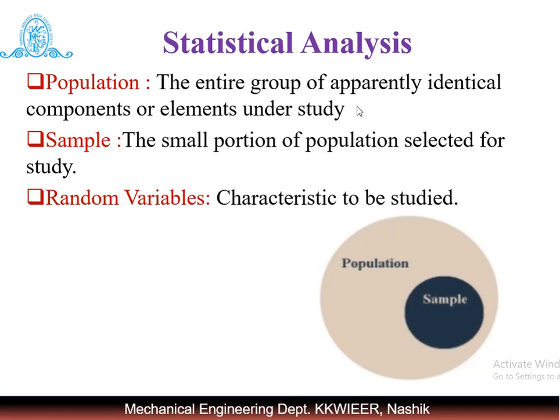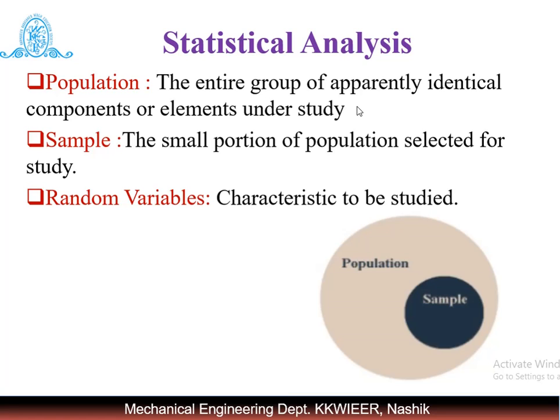Then statistical analysis. While doing statistical analysis, we need to see what the different factors or definitions involved are. First is population. Population means the entire group of apparently identical components or elements under study or observation. And then sample. The sample is the small portion of the population selected for the study, for further use or further decision. Then random variables.